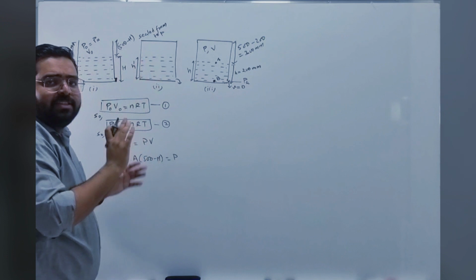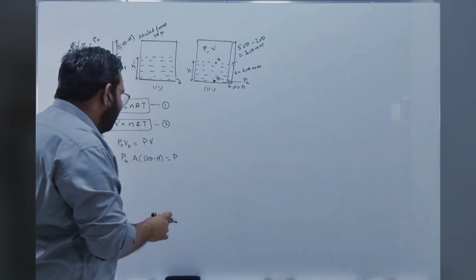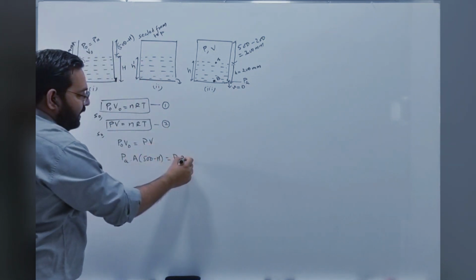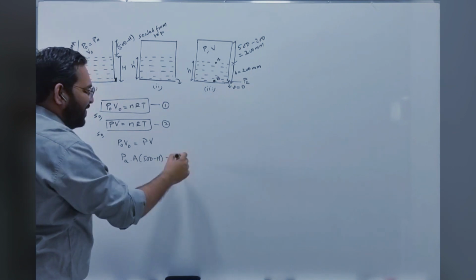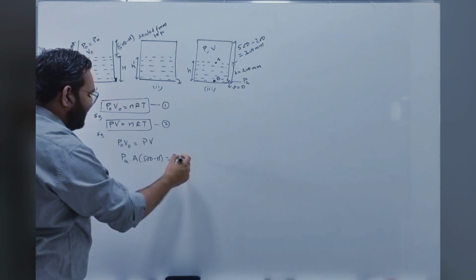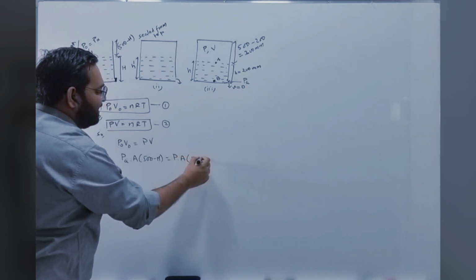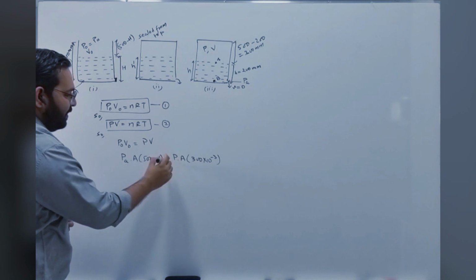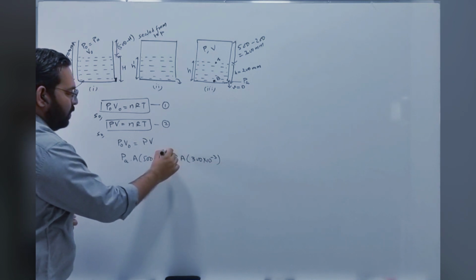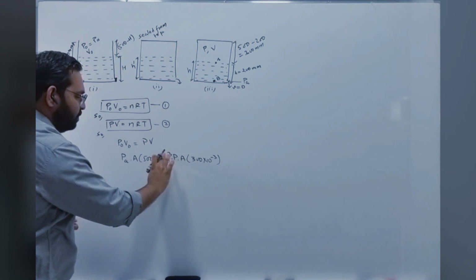So I hope everything till this point is clear to everyone. So volume would be area into level of the gas inside of the vessel. That's going to be 300 into 10 to the power minus 3. Over here also we can multiply with 10 to the power minus 3, converting everything into meters.